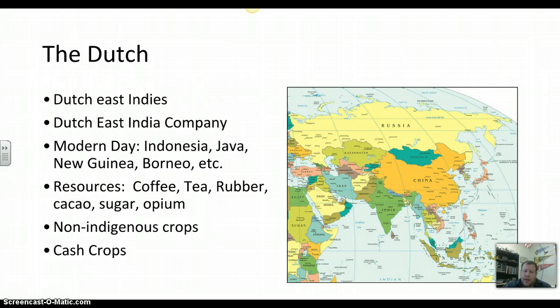And so the big things were coffee, tea, rubber, cocoa, essentially non-indigenous crops. A lot of them are cash crops, crops grown on the land there to be shipped back to Europe and sold for more money. As I said, coffee, tea, cocoa are not even indigenous to the East Indies, but they were brought there by Europeans to grow and ship back to Europe. In fact, have you ever heard of coffee being called Java? It's because the Dutch grew coffee on Java, and that's why it's called that.